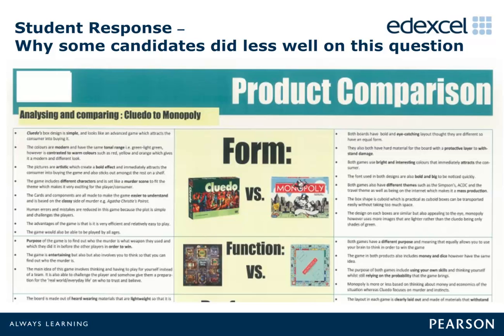Here is an excellent example of 2 different products that are too similar to allow for an effective comparison. You will note a great deal of "both games have, both games are" type comments. This inability to effectively compare or contrast products prevents candidates from demonstrating as much knowledge as would be demonstrated by those comparing substantially different products.